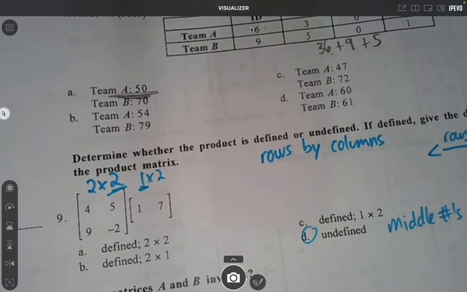Oh, yeah. And then you can just put it in your calculator and see if you can multiply it. If you couldn't multiply it, then it was undefined. Okay. Now then the next one, I'm getting ahead of myself. The next one we're doing is number 11.